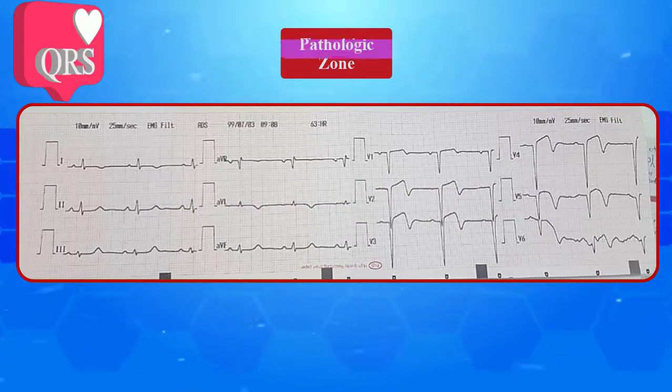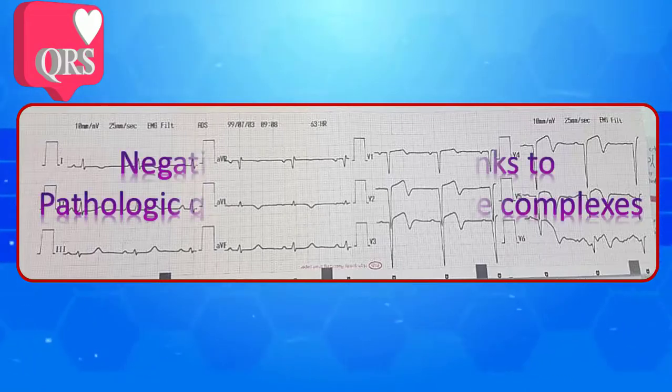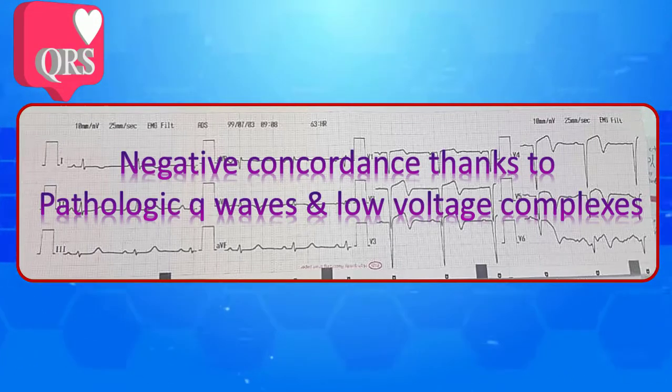4. Examine pathologic Q waves. Here, there are deep Q waves in all precordial leads. No discernible pathologic and non-pathologic Q is present in limb leads. In summary, pathologic changes of QRS complexes are negative concordance thanks to pathologic Q waves and low voltage complexes.